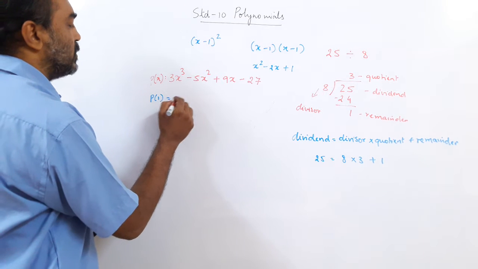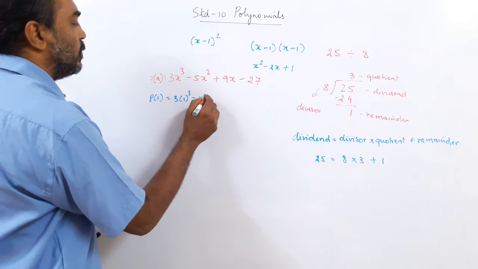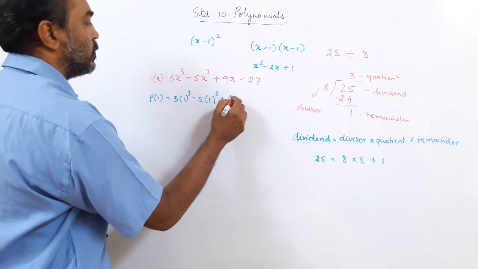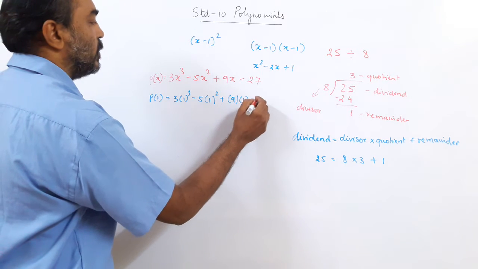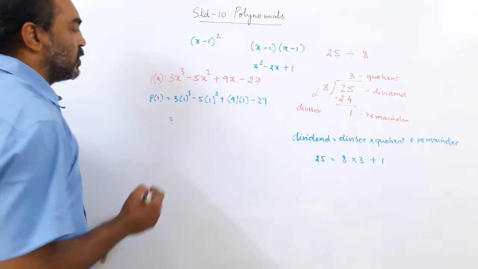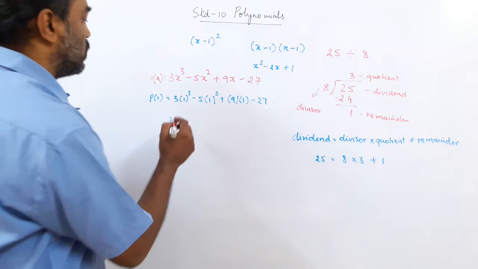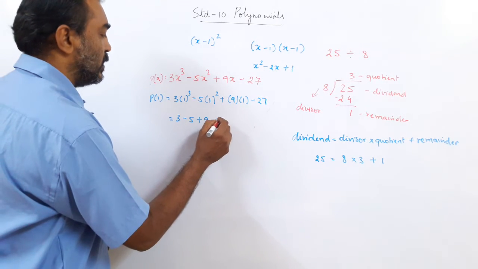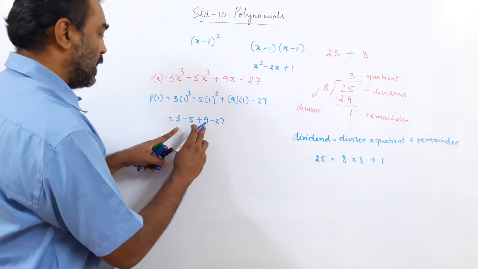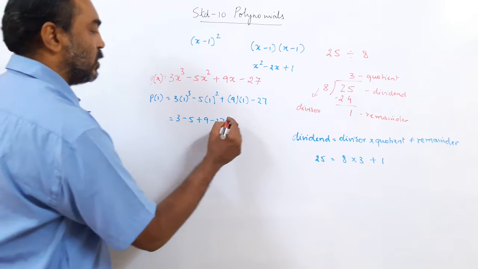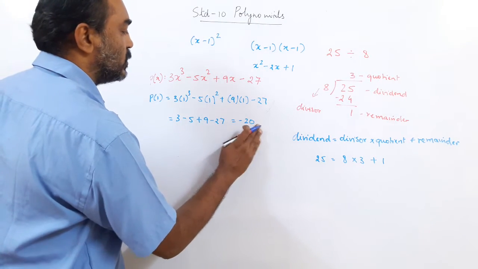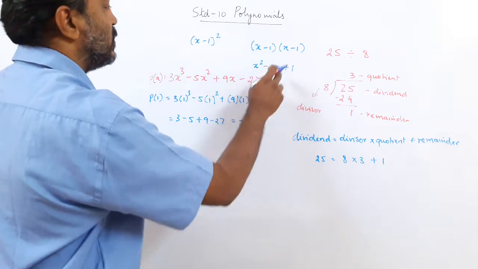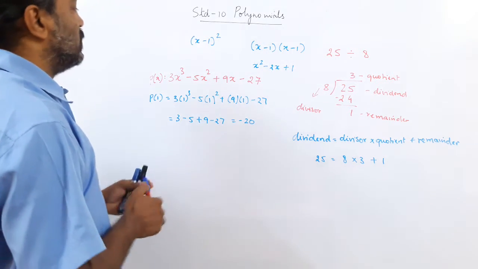So p of 1 is 3 into 1 cube minus 5 into 1 square plus 9 into 1 minus 27. So we'll have 3 minus 5 plus 9 minus 27. 9 plus 3 is 12 and this is minus 32, so we get minus 20, not equal to 0. So since the factor does not divide, this is not divisible.